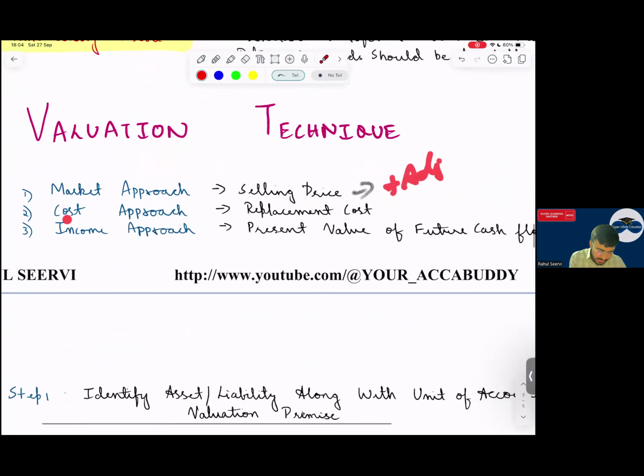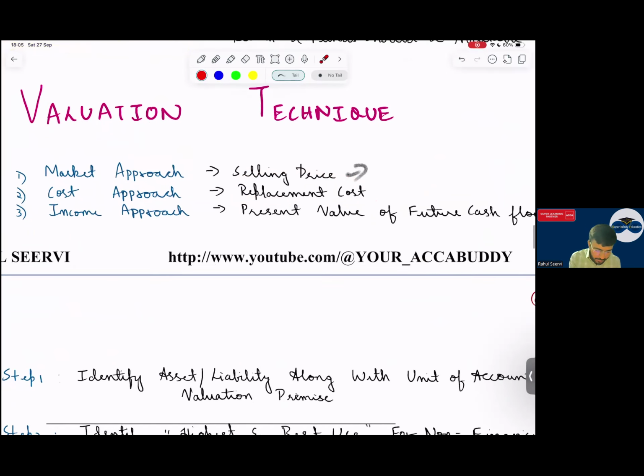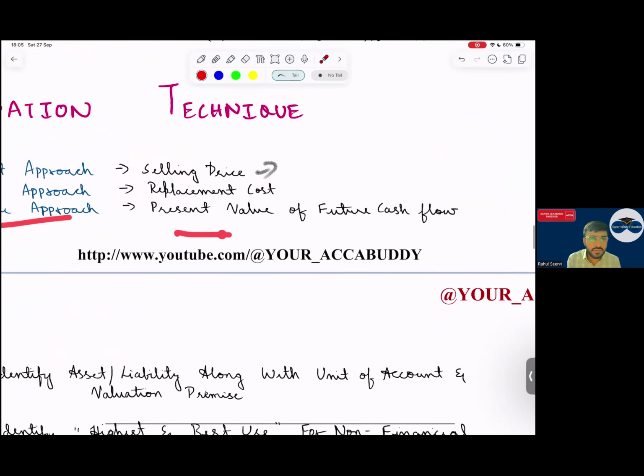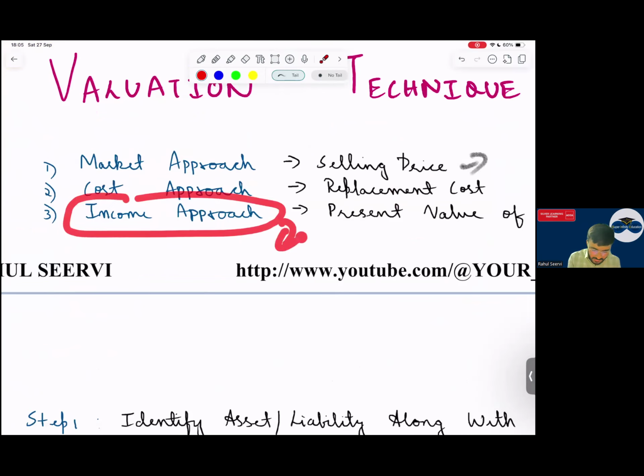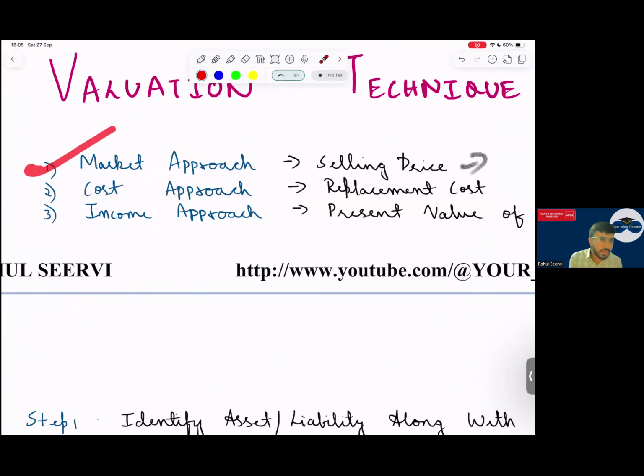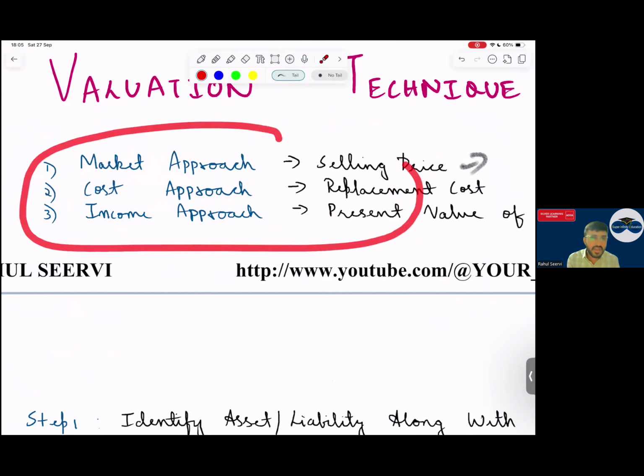Cost approach means what? Replacement cost. So replacement cost is what? Today if I go to the market and replace the asset with the same condition, same useful life, what is the value? So that also is an approach. Income approach, in income approach, we consider the present value of the future cash flow. Income approach will not be given the priority, but first priority will be given to market approach, cost approach, then income approach, as we have seen the hierarchy. Do not compare this. It's a framework by IFRS 13.